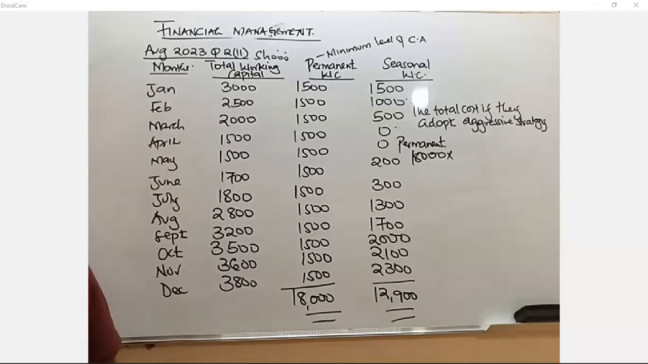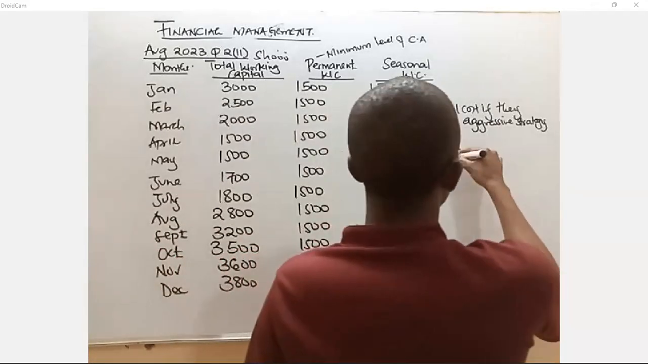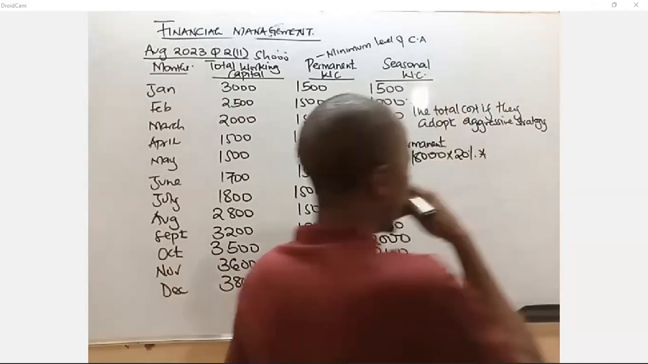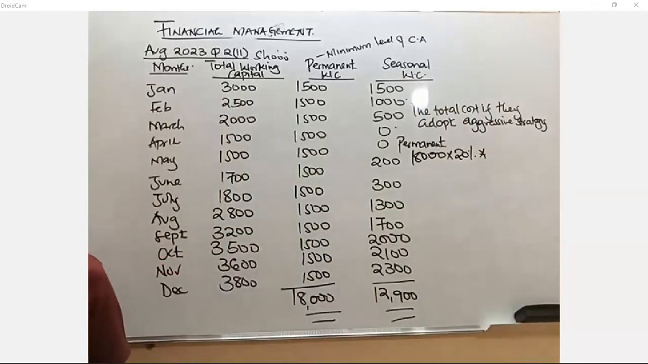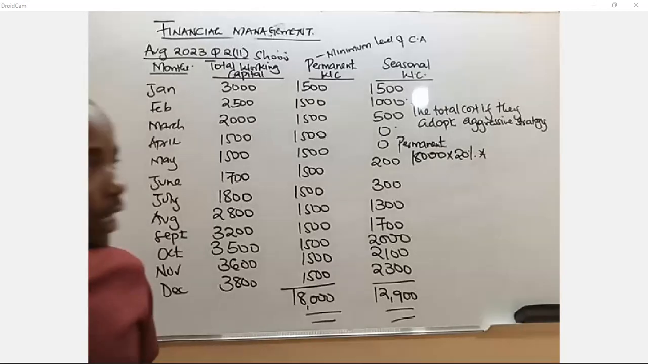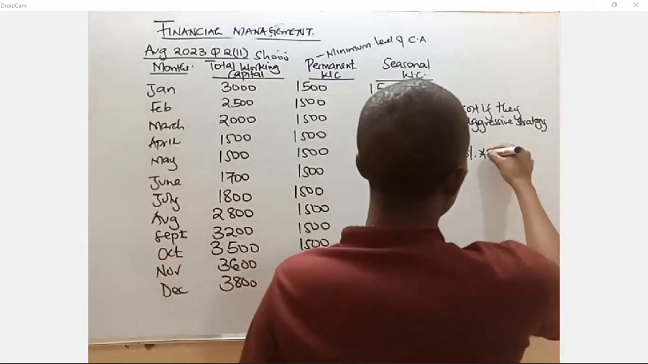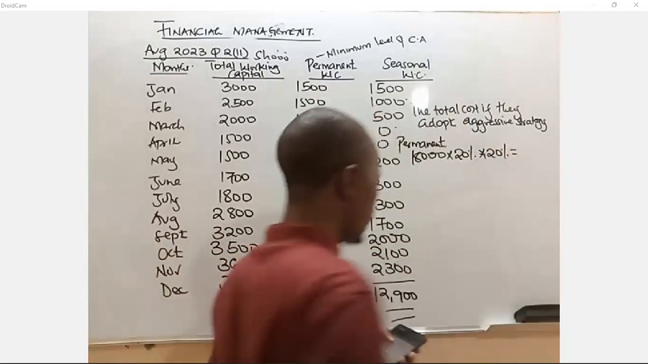So the long term is 20%. Multiply it by the 20% we are being given up there. Then we are being told that the farmer adopts an aggressive policy in financing working capital. 80% of the permanent working capital is financed using the short-term funds. So what is the proportion remaining for the long-term funds? It will be 20%. So how much is that?